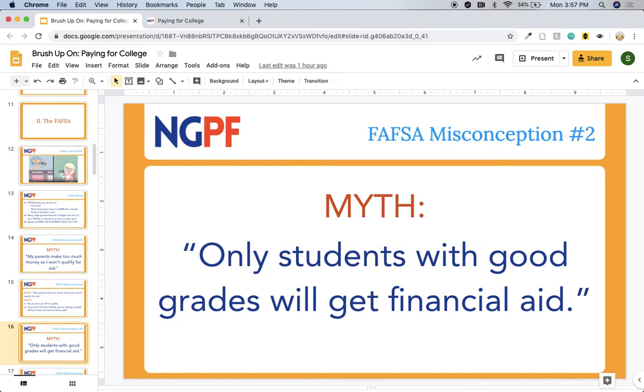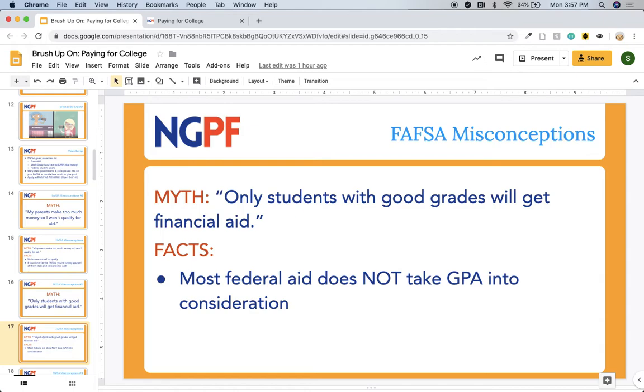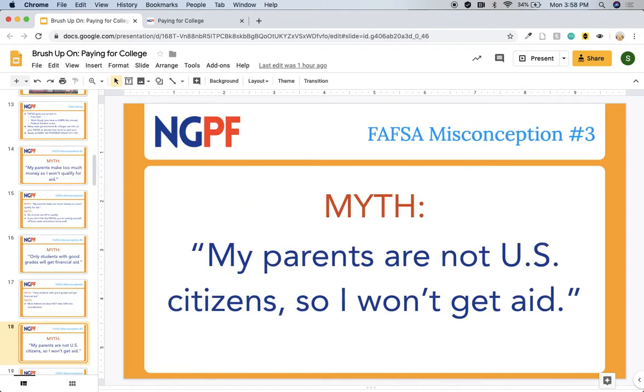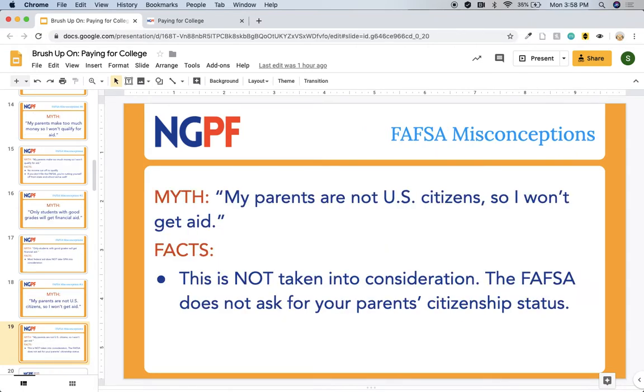Myth number 2 is only students with good grades will get financial aid from the federal government. And actually, most federal aid does not take your GPA into consideration, so students should really apply and submit the FAFSA no matter what their grades are. Myth number 3 is my parents are not US citizens, so I won't get aid. And actually, your parents' citizenship status is not taken into consideration, so students should definitely still submit the FAFSA.